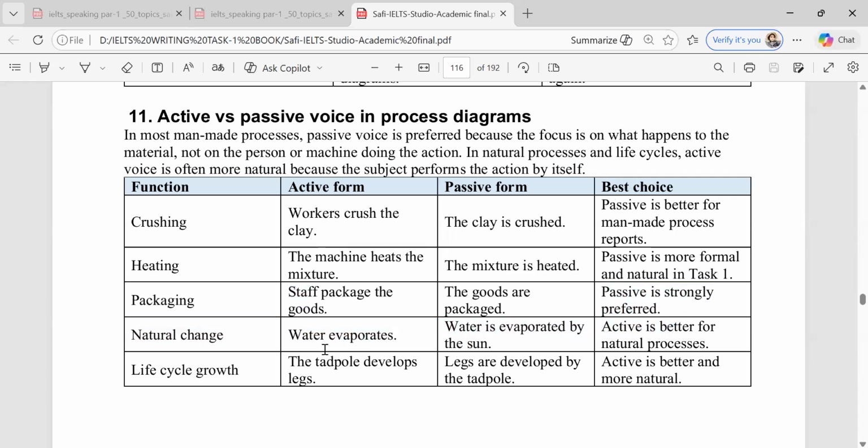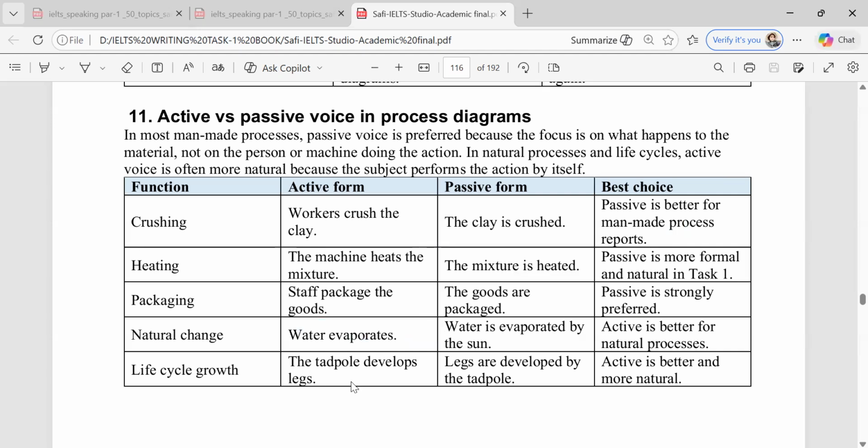And then a natural process: water evaporates. Would we say water is evaporated by the sun? No. In this case, because it's something natural, clear? We prefer active for a natural process. For a man-made process, as I mentioned earlier, we prefer passive. But for a natural one, we prefer present active, and for the man-made, present passive.